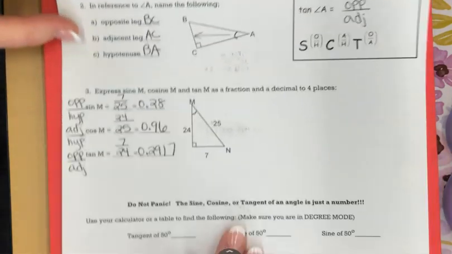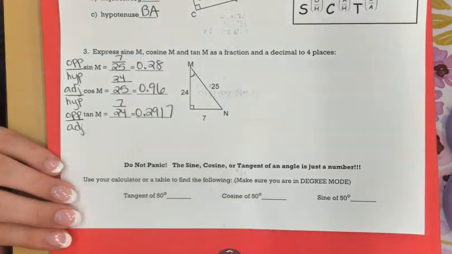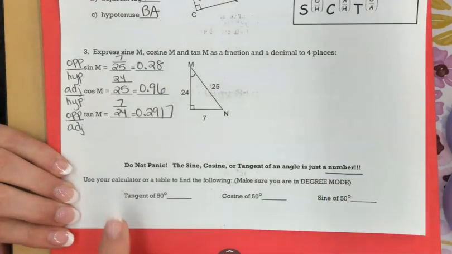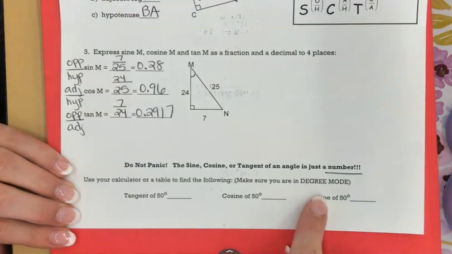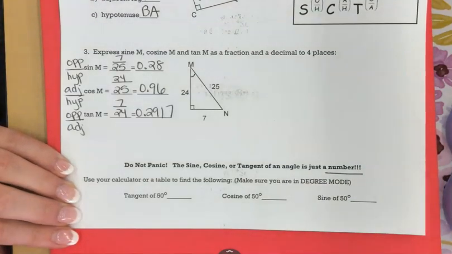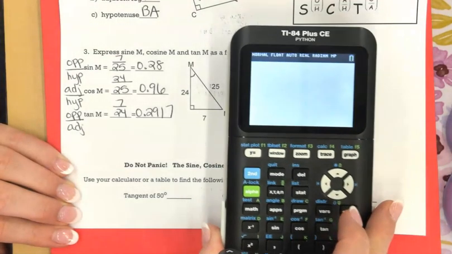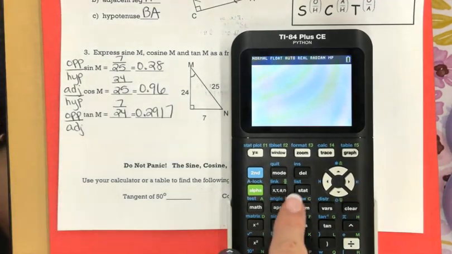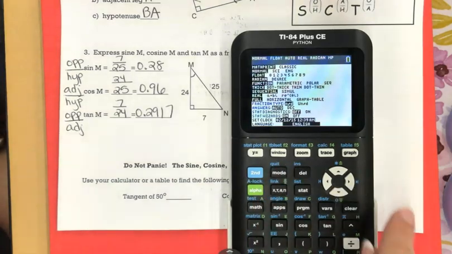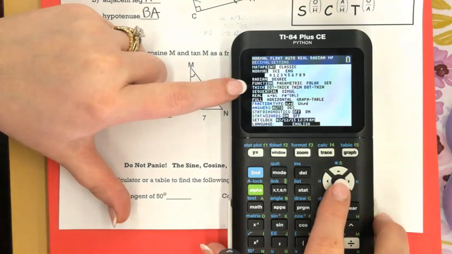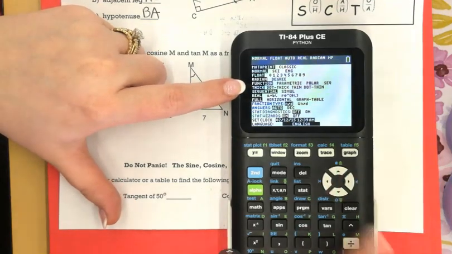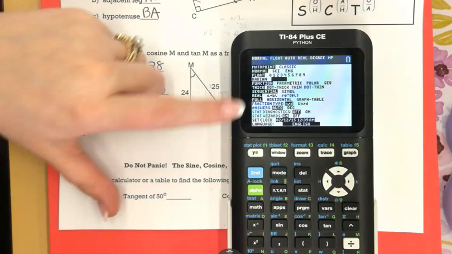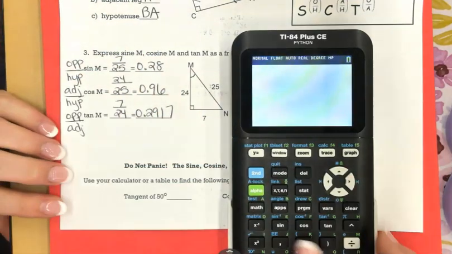So again, don't panic. Sine, cosine, and tangent are just numbers. So we're going to practice now using these in the calculator. And again, we need to make sure we're in degree mode. So if you're using one of these calculators that we have in class, the way you make sure you're in degree mode is you hit this mode button here. And down at the bottom where there is radian and degree, you need to make sure degree is what is selected, because that is how we're measuring our angles.